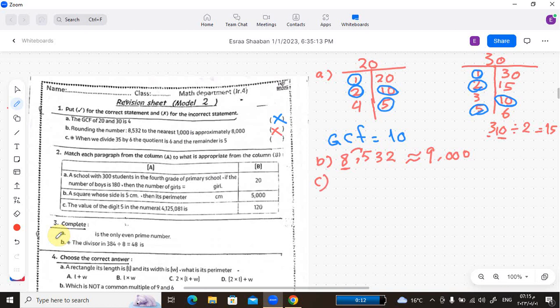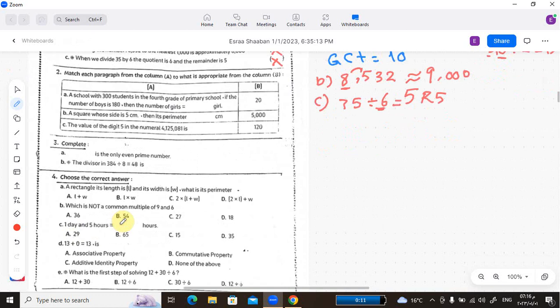Letter C. When we divide 35 divided by 6, the answer will be 6 and remainder 5. Let's see. Say table 6. 6, 12, 18, 24, 30, 36. I don't have 35. So I need the number before 35. 6, 12, 18, 24, 30. So the answer is 5 and remainder 5. But here he said the quotient is 6. No, the quotient is 5. Okay.